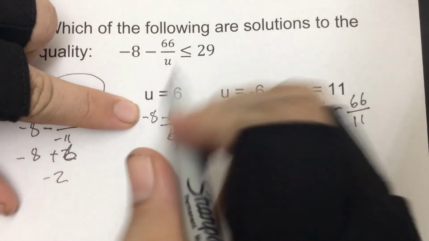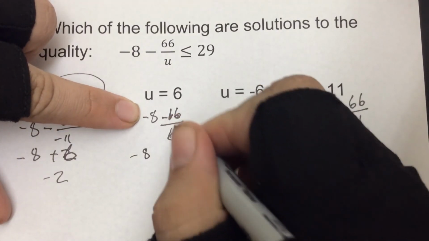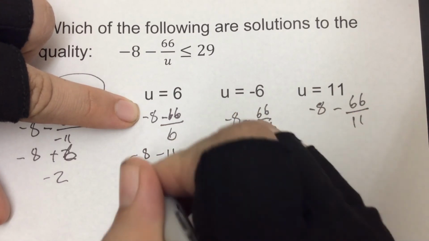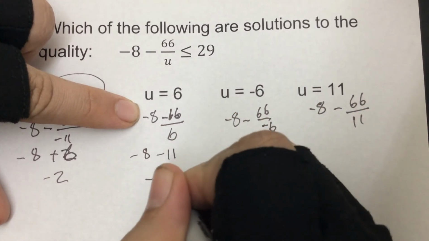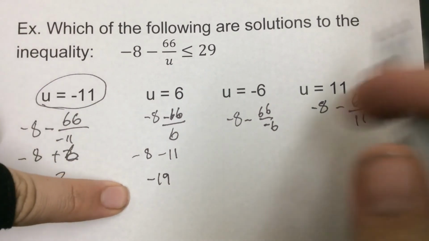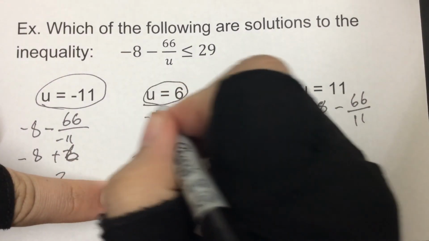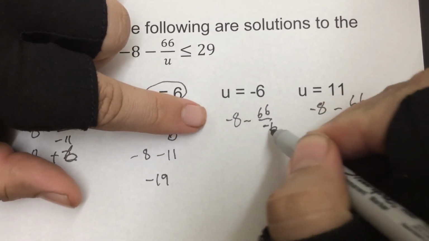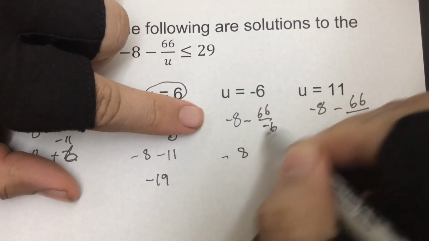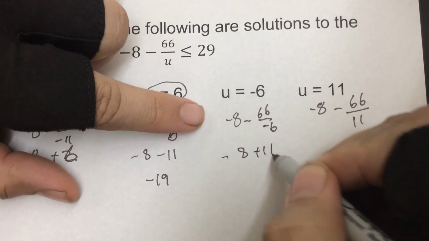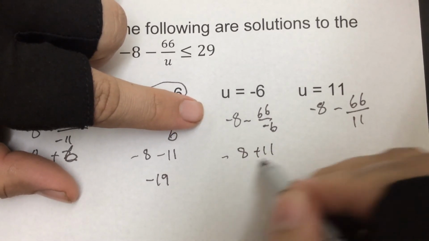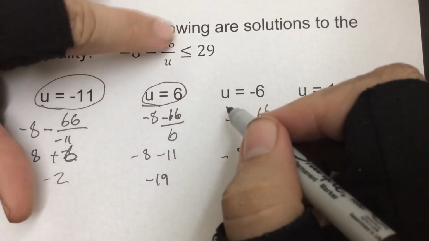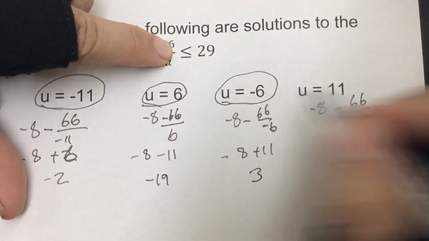If we do 6 here, well, we're going to have a negative 8. 66 divided by 6 is 11, but the one's minus, so minus 11. Negative 8 minus 11 would be a negative 19. Hey, that's less than 29. So that works too. This one here, negative 6 now. The negatives will cancel, so we're going to get a positive there. But negative 8, 66 divided by 6 is plus 11, which would end up being 3, which again, less than 29. So that one works too.